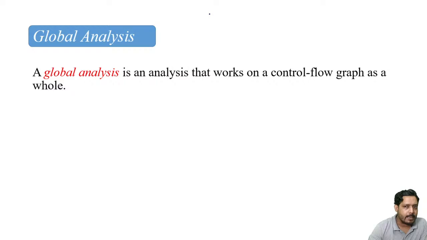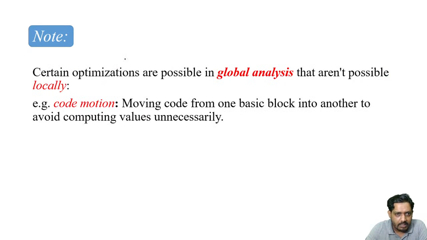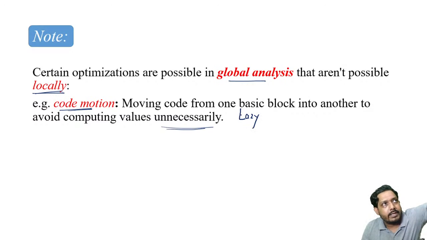Okay, global analysis. Global analysis will now work with the control flow graph as a whole. Okay, local we have already seen. Now we'll look at the global one. Certain optimizations are possible in global analysis that are not possible locally, something like code motion, moving code from one basic block to another, avoiding computation unnecessarily. The example that I gave was the lazy coder. Okay, the lazy coder was an example that was only possible with global analysis.